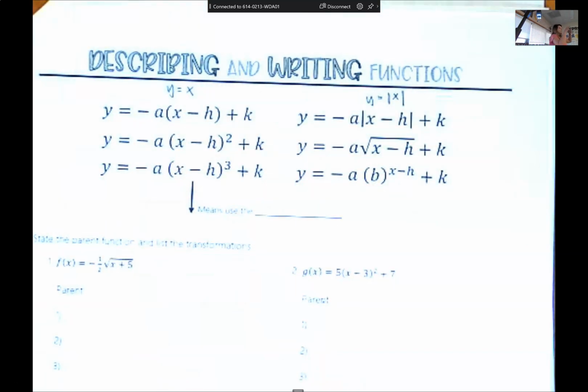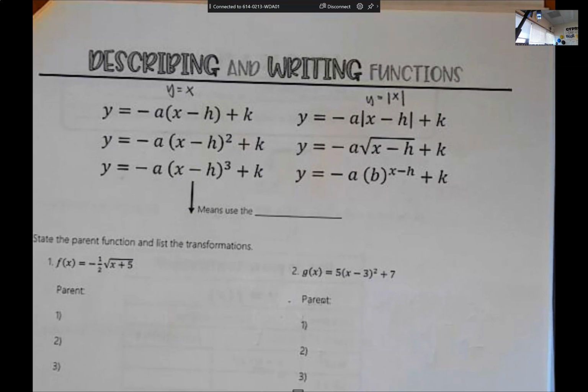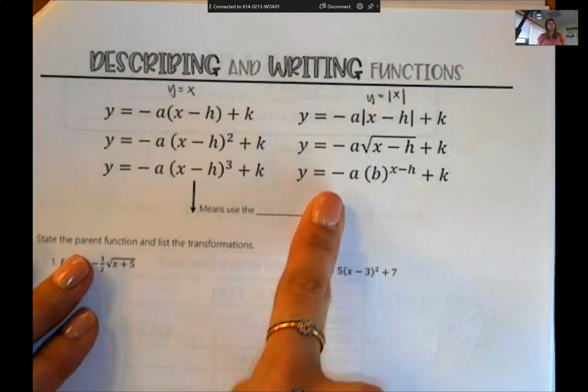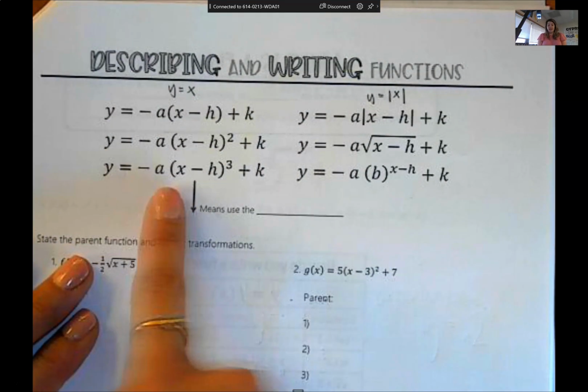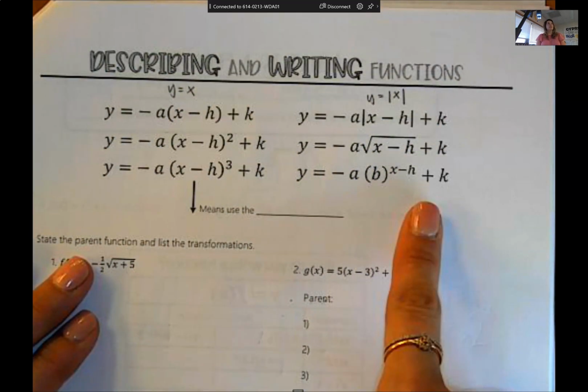And then all those letters around it are things that you can do to change what y equals x looks like. So there's 4 of them. Hopefully you're noticing that there's 4 different things in each of these equations. There's a negative on the front of all of them. There's the letter A on all of them. There's the negative h and the plus k.